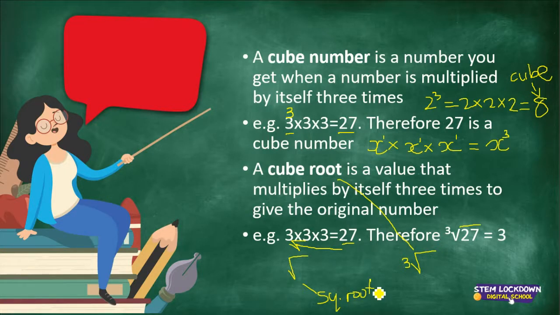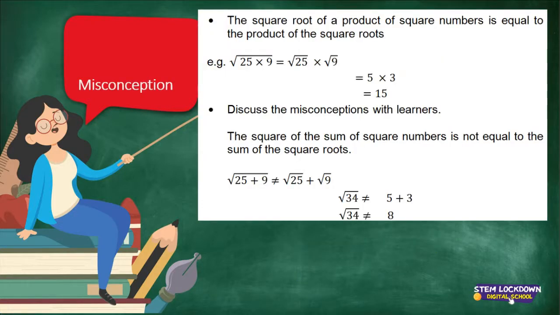Let's carry on. Just go over this lesson again so that you understand exactly what is happening. Here are some misconceptions that learners have problems with when they deal with square roots. Let me change my color to red. Here it says the square root of a product of square numbers is equal to the product of the square roots.